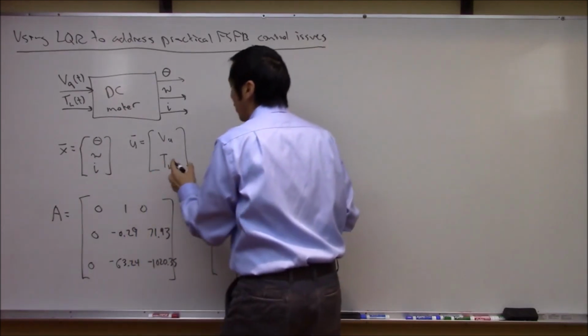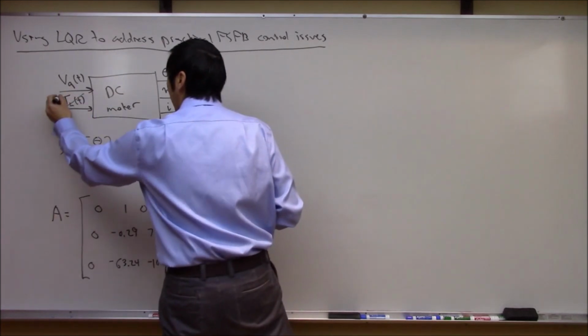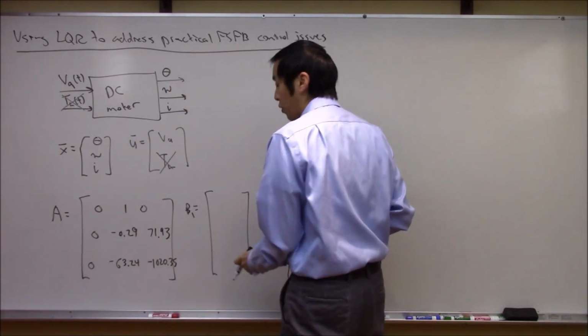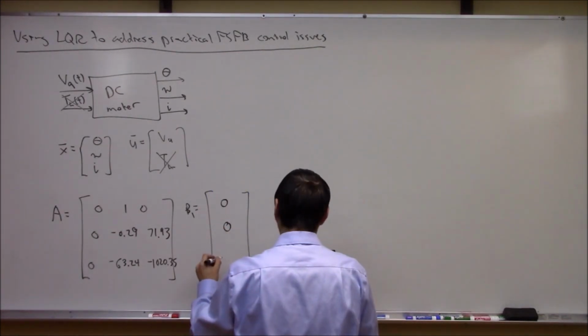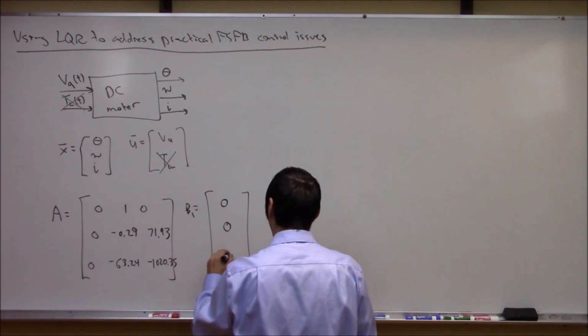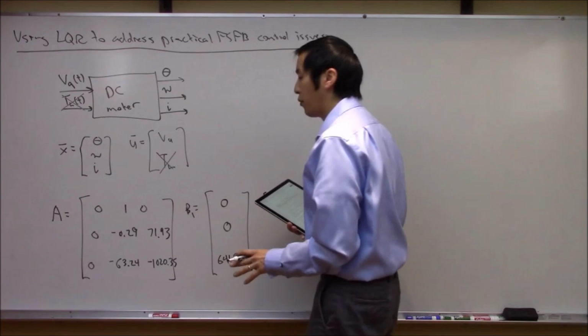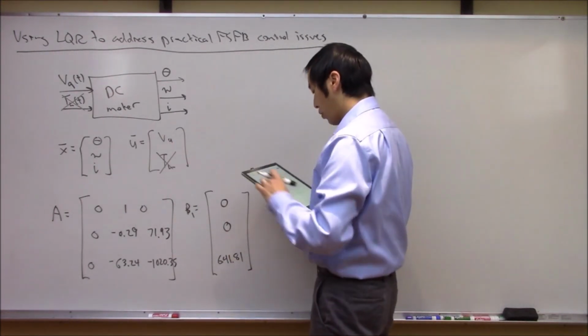The first column. So what we did in the example last time is forget about this external torque. Pretend that this system only has one input, which is the armature voltage. Therefore, the B matrix only has one column, and this is going to be 0, 0, 641.81, something like that, right? Just to give you some numerical values that we can play with. So this here is our model of this motor.